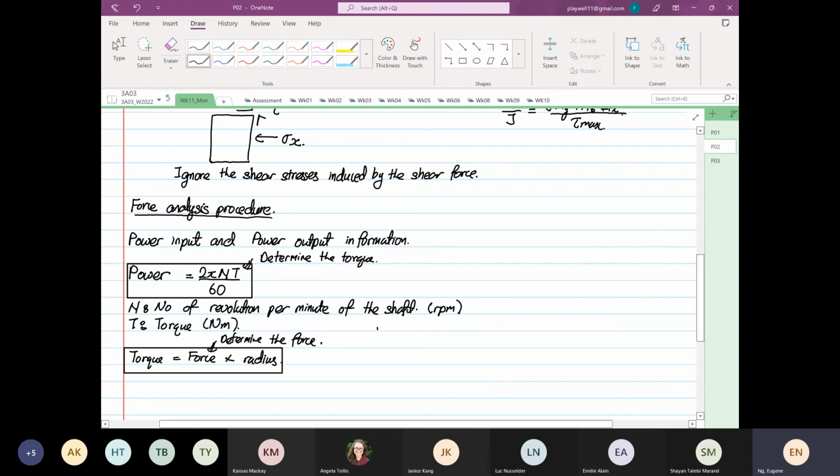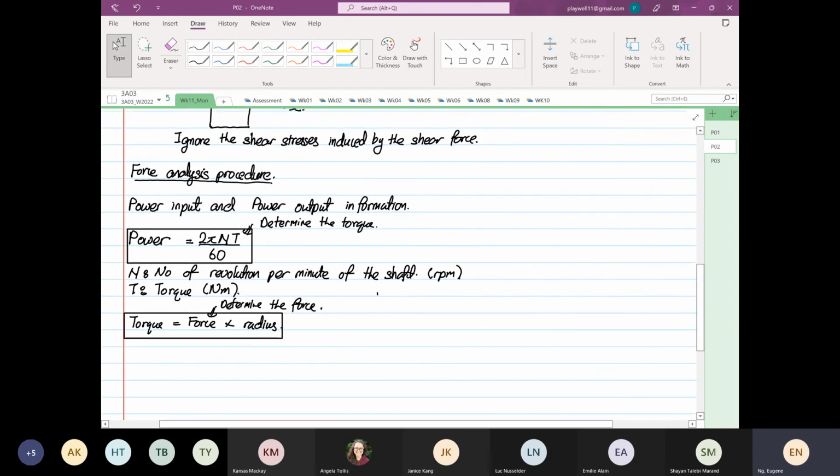The thing that is difficult is this. The difficulty, where I put the star, is to determine the direction of the applied force. Determine the direction of the applied force.